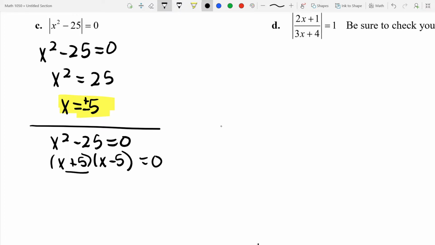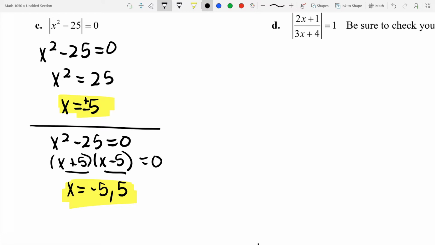If I said x plus 5 equal to 0, I get x equals negative 5. If I said x minus 5 equal to 0, I get a positive 5. I got the same answer. Doesn't matter how you do it. You only have to do it one way. Just show me what you're doing so I can follow you. Okay?